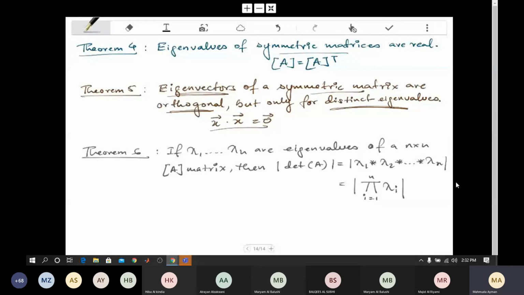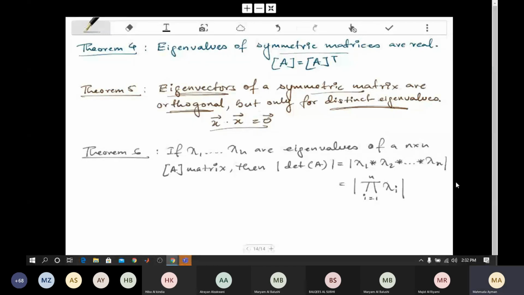So again, if you have eigenvalues from lambda 1 till lambda n for a square matrix of size n times n, then the determinant of this matrix is the multiplication of all of its lambda values.